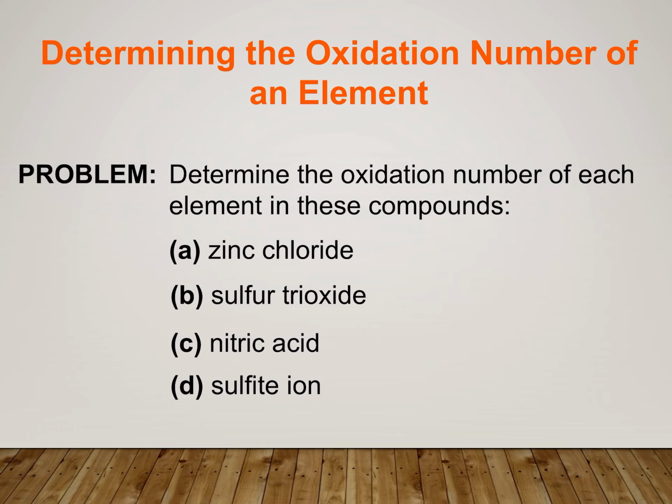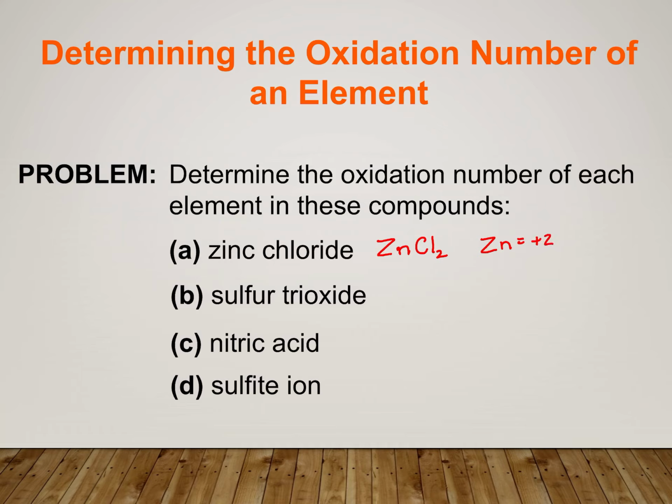Okay, so for this first one, zinc chloride. Zinc is one that we always know the charge of. The reason that transition metals weren't included on the previous slide is because a lot of them have multiple charges. Zinc, though, will always have a 2+ charge, so we know that zinc is going to be +2.